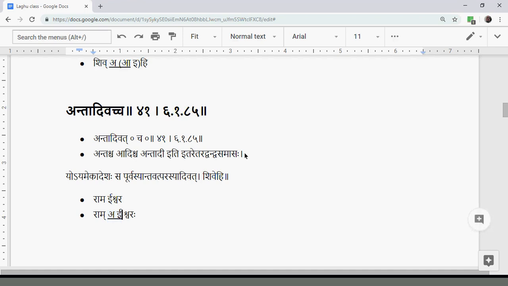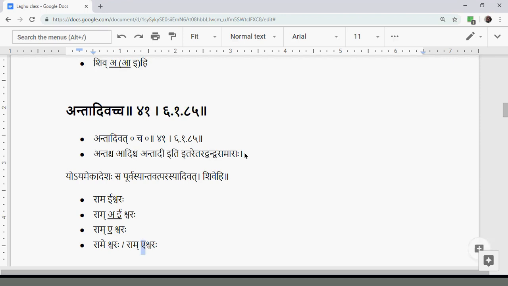If you look at this A and E, the Ekadesha is Guna Adesha. So Ram, A is the Adesha, and then Shwaraha. Now, should this Ekara go with Ram? Is it part of Ram or is it part of Shwaraha? So, is it Rame Shwaraha? Too many typos, I'm sorry. Or is it Ram Eshwaraha? How will you write it?